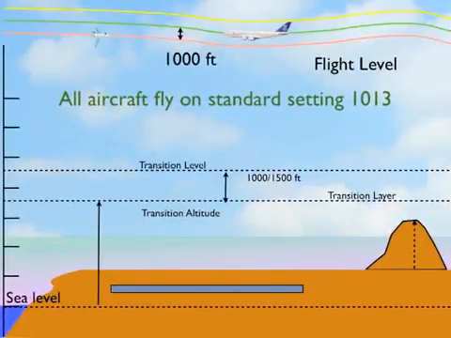Above the transition level, all aircraft maintain the same standard setting of 1013. Thereby, altitude separation is maintained, irrespective of type of aircraft, and places of departure, and destination.